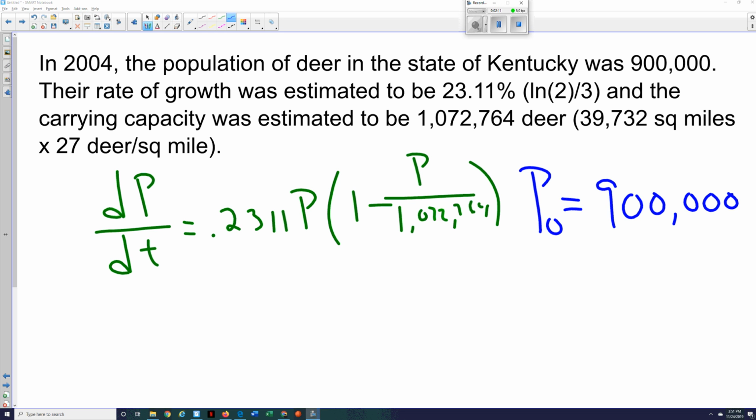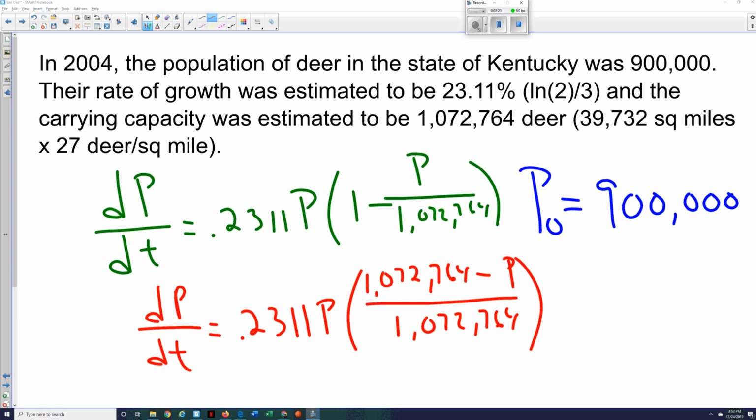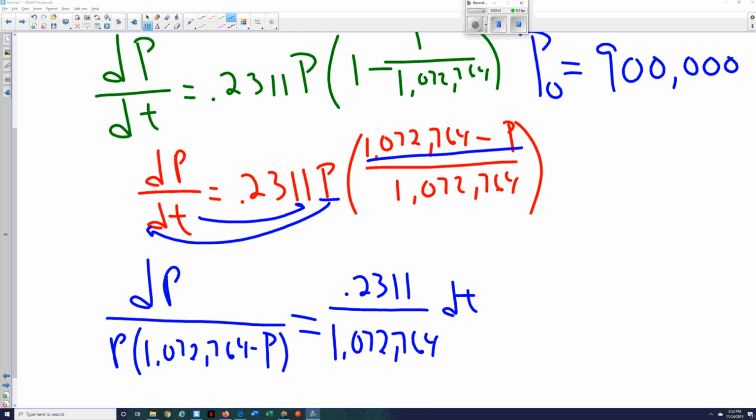So let's go about solving this differential equation. First of all, notice that this can be separated. Let's simplify this first. When we simplify it, we get this. Then we're going to divide the expression of P's and put them over here, and the dt is going to come over here. And so when we do that, it looks like this. This part right here is going to be a bit of a challenge, but we can use partial fraction decomposition to come up with this integral.